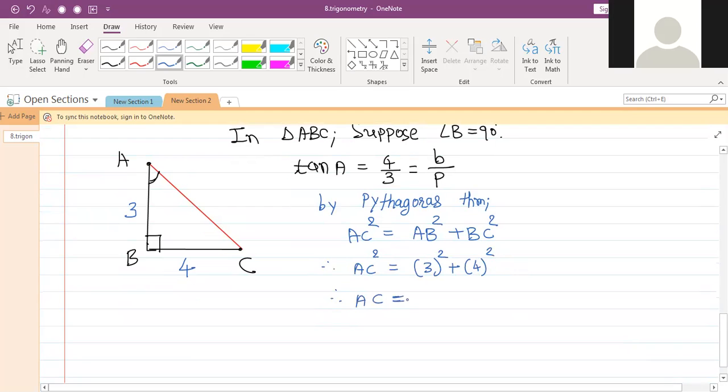Sir, it is 5. Yes, because 9 plus 16 is 25. So yes, correct answer. So AC, that we get 5. So here we get hypotenuse, that is 5.